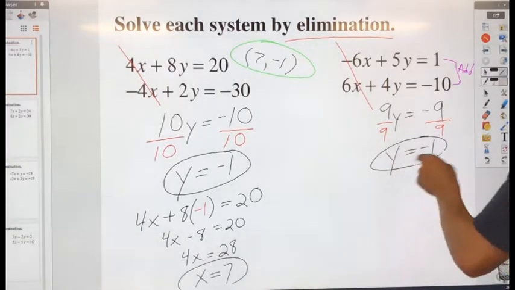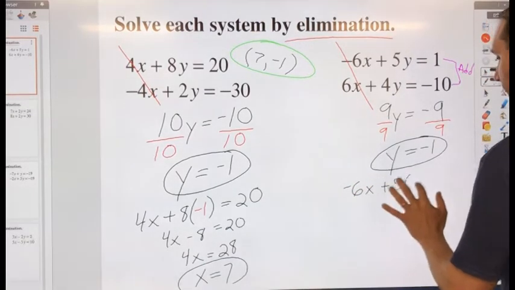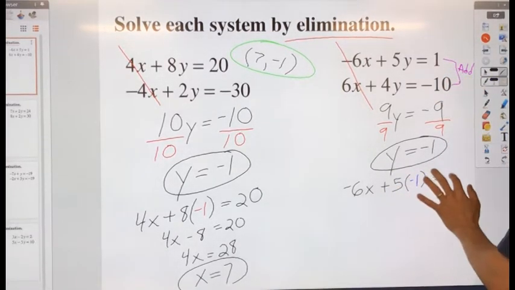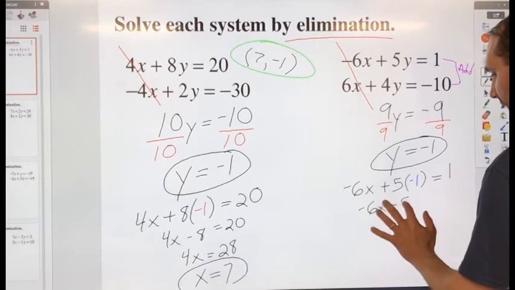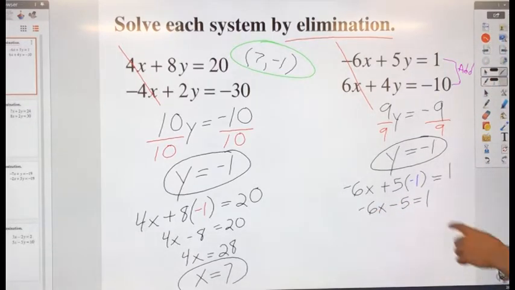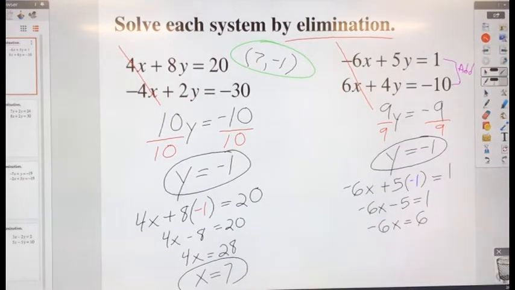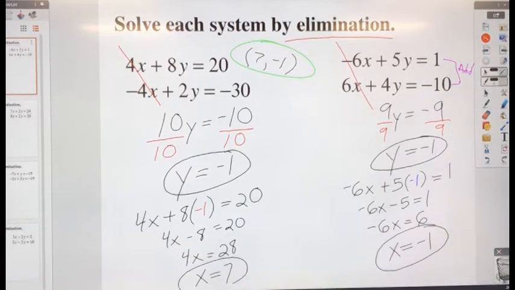To find x, again, let's plug in y into any of these equations. Negative 6x plus 5 times y. And in this case, y is now going to be negative 1 equals 1. That gives me negative 6x minus 5 equals 1. Now you move your line to the other side. And then now add 5 to both sides. 6x equals 6. And then now divide by negative 6. X equals negative 1. So my solution will be negative 1 and negative 1 for my x and my y. Hopefully that's what you got.